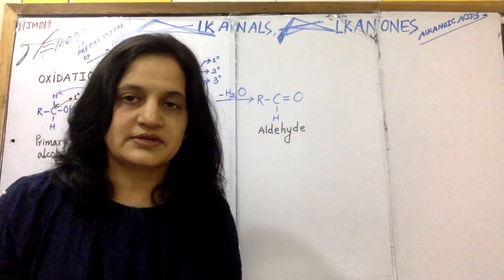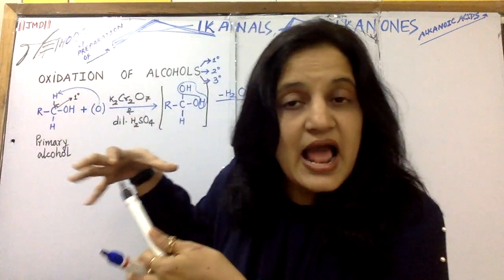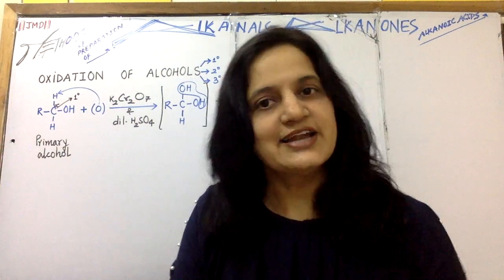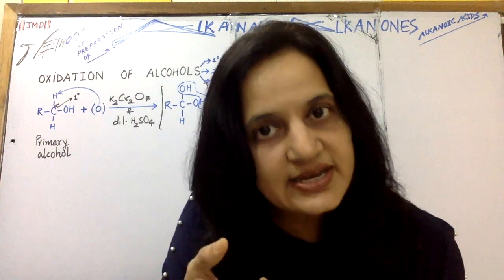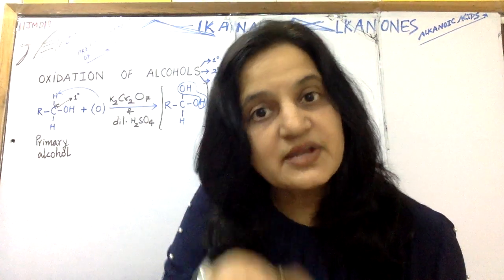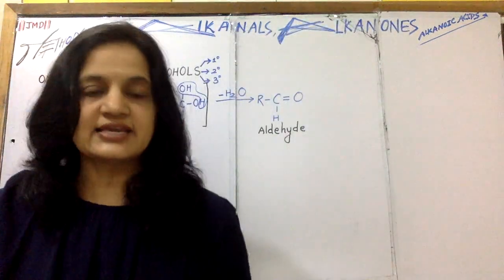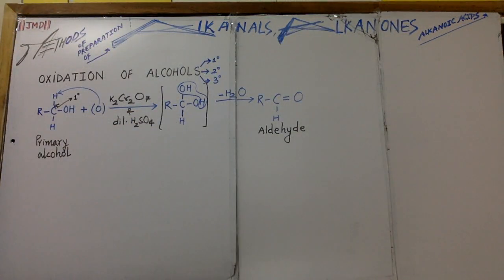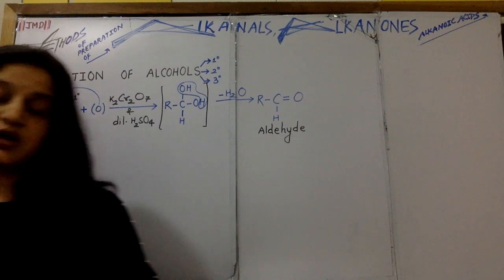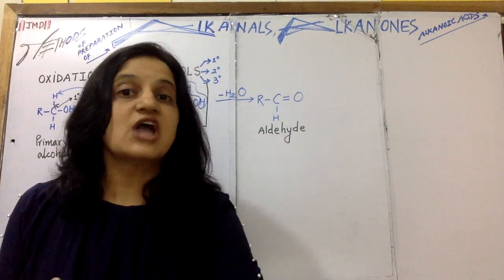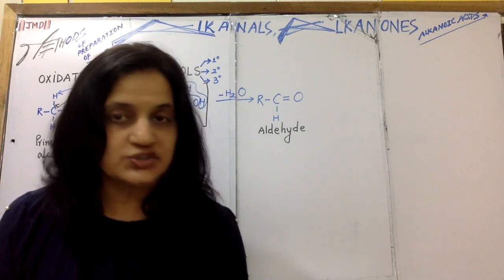Then how to stop it? The moment aldehydes are formed, they are distilled out. That is the only way to extract an aldehyde from the reaction vessel and not allow it to get oxidized to carboxylic acids. I think this much is clear. So, oxidation of aldehydes to carboxylic acids is very, very easy. And the reaction does not stop at the aldehydic stage.